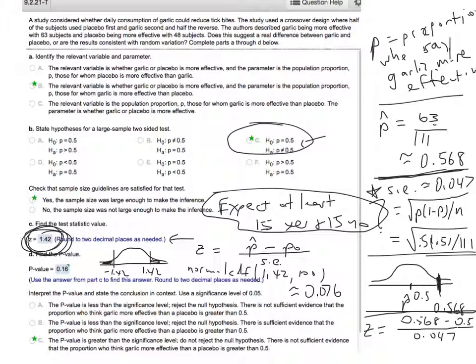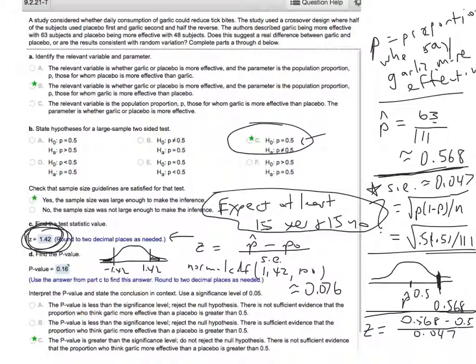So finally, I can't see the choices below. I keep trying to scroll and I can't. But notice that they don't actually give us a significance level, and so when we don't have one, we assume it's 5%. This is 16%, so that's too high.